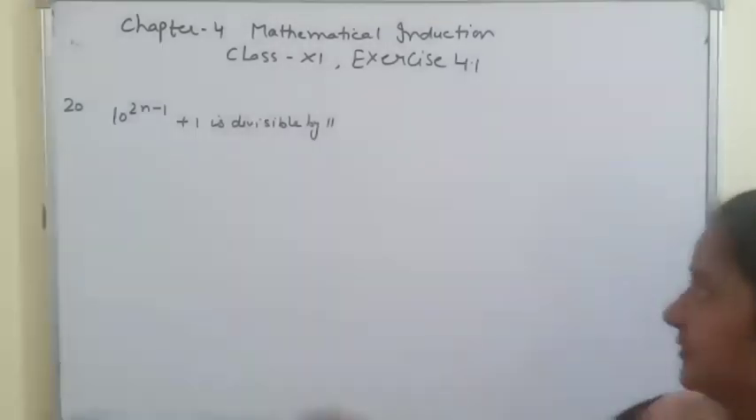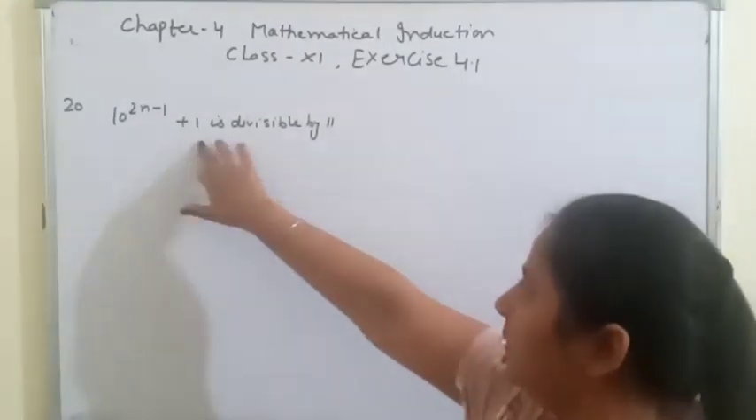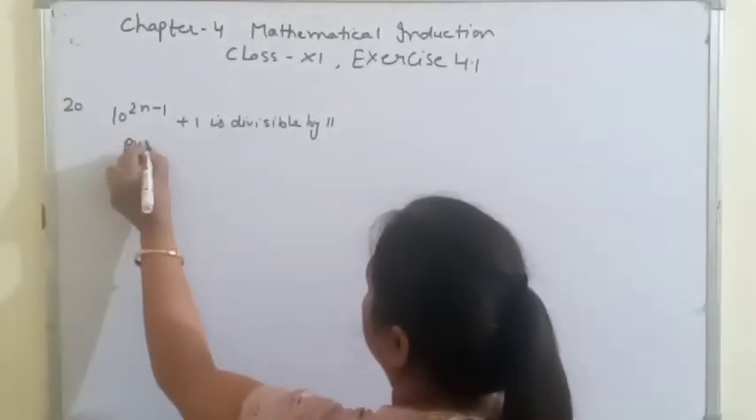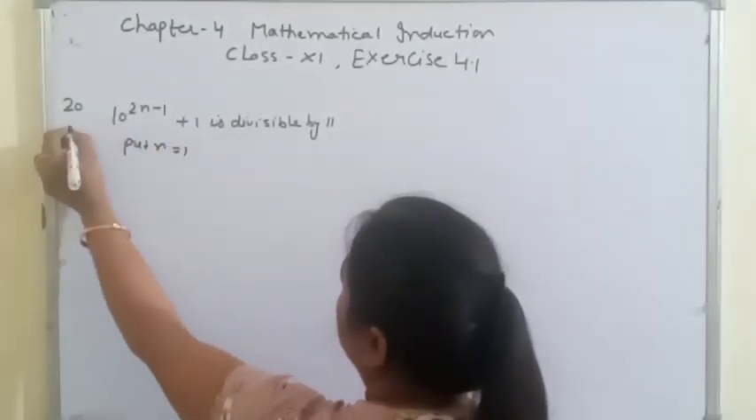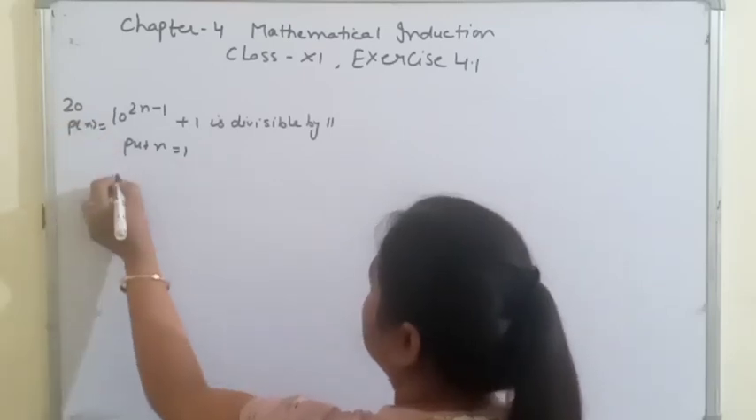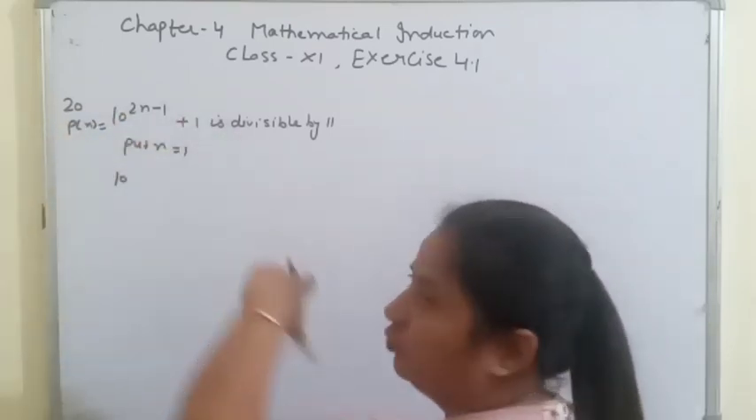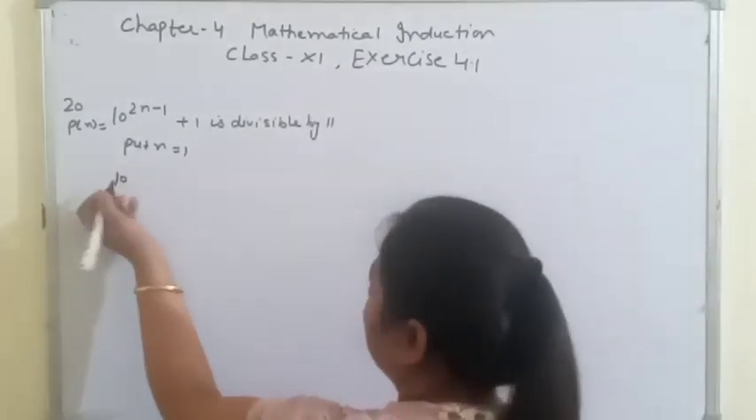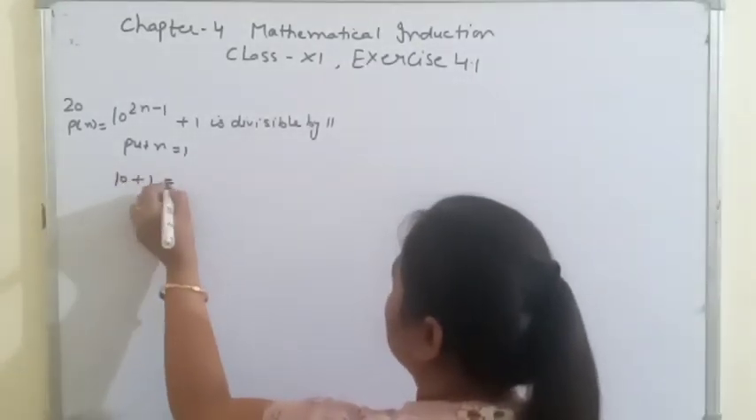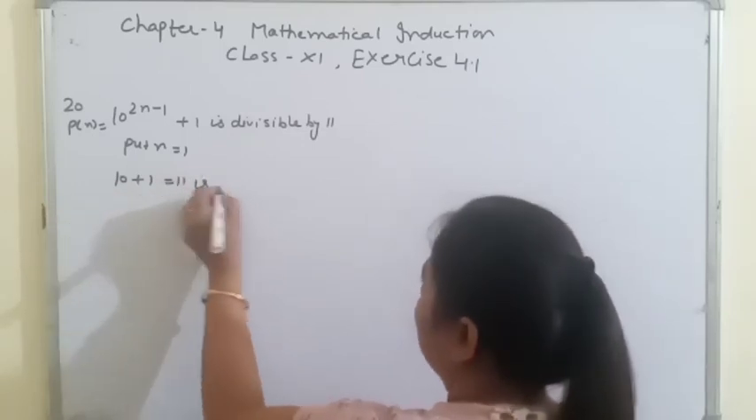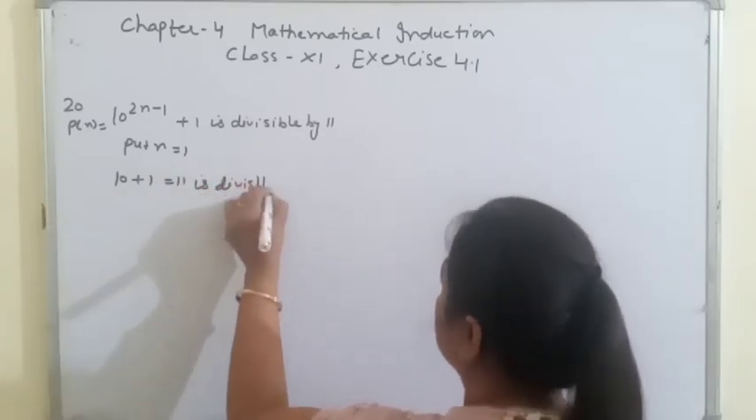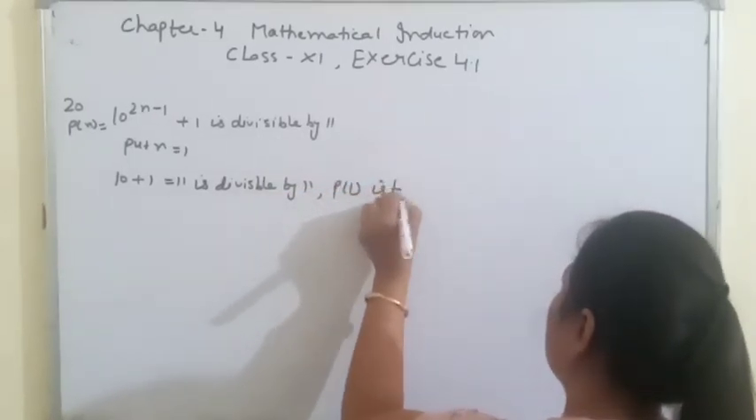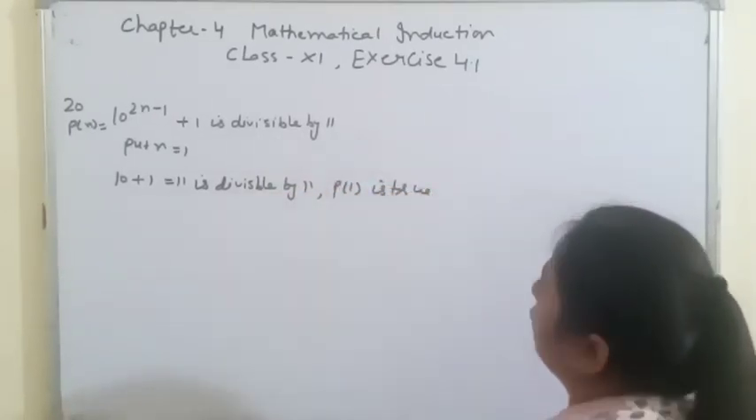Question number 20: 10^(2n-1) + 1 is divisible by 11. Firstly put n equal to 1. 10^(2-1) + 1, since n is 1 here. What is the value of this? 10^1 is 10, plus 1 is 11. Obviously 11 is divisible by 11. So it is true for n equal to 1.